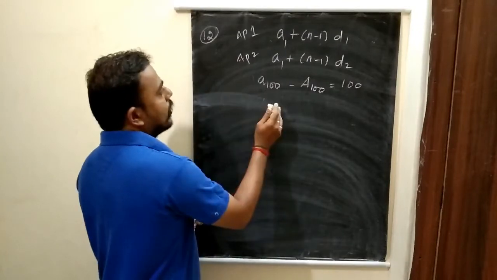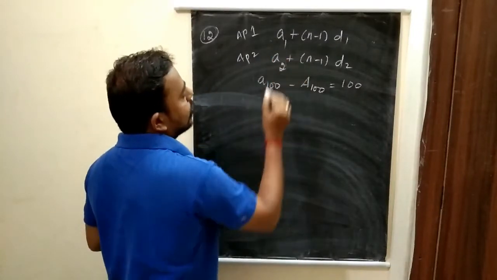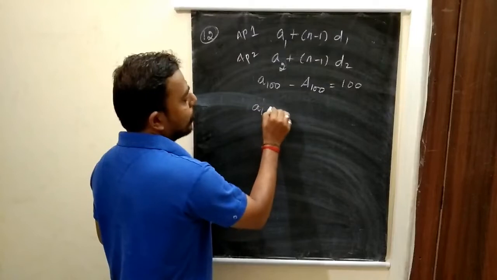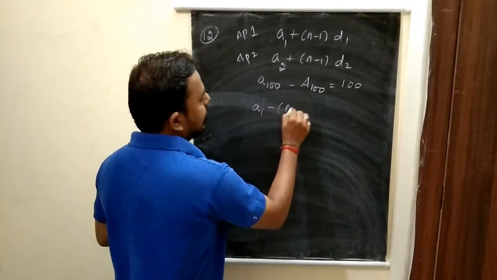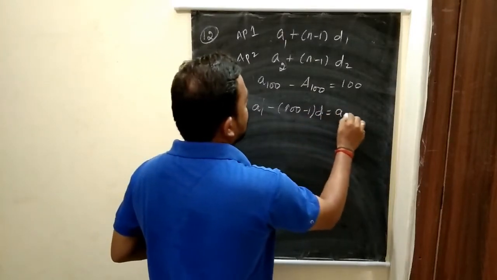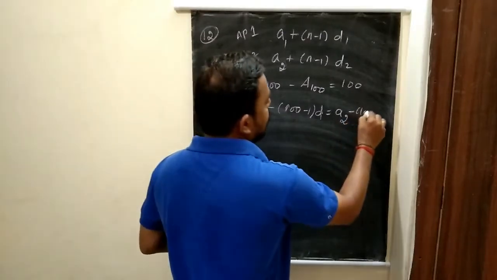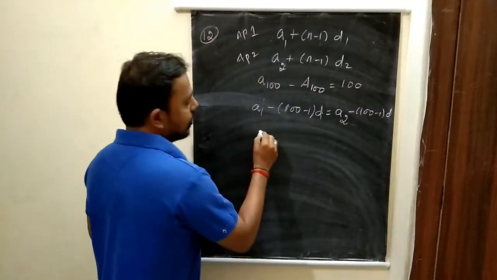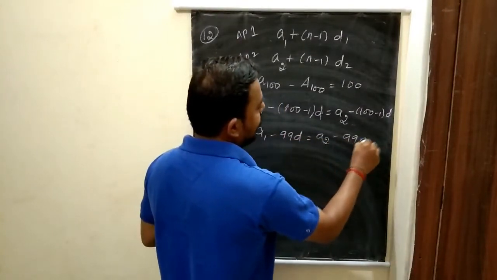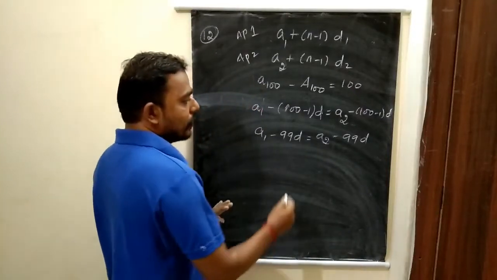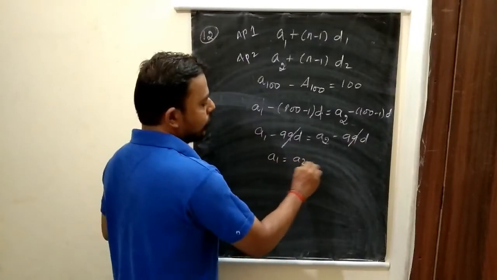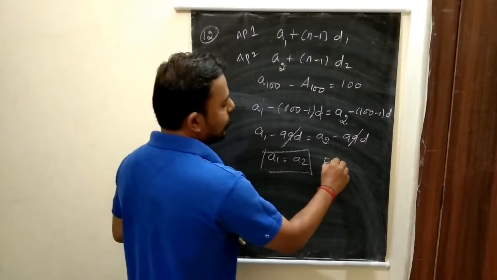So now the differences of the 100th terms. A1 minus 100 minus 1, that is 99 into D, equals A2 minus 100 minus 1 into D. That is A1 minus 99D equals A2 minus 99D. So you can cancel this 99D. That is A1 equals A2. So this implies the first terms are equal.